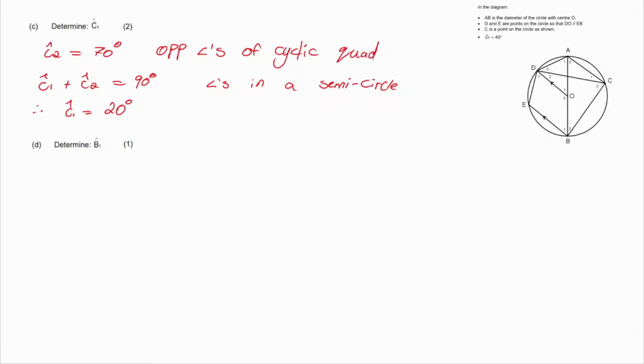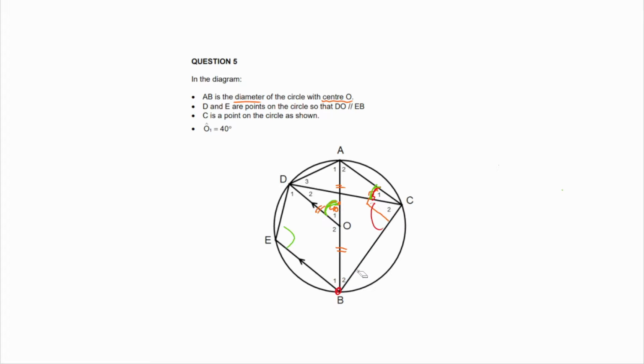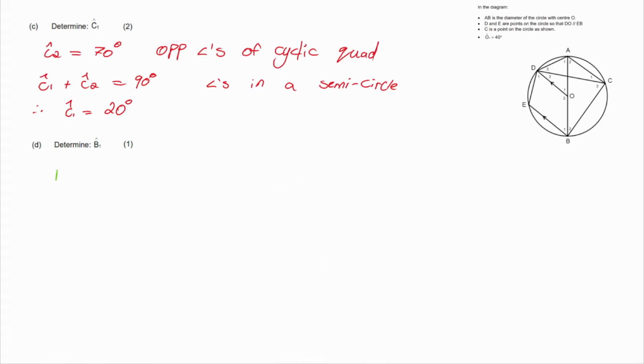All right, so let's have a look what they're asking for here. Okay, they are asking for B1, this angle over here. So here we have a parallel line, there we have a parallel line, so here we have corresponding angles. Okay, so it's quite easy. So B1 is just equal to O1, which is 40 degrees. And that's because of corresponding angles, and that's because DO is parallel to EB. Okay, so not too bad over there for B1.